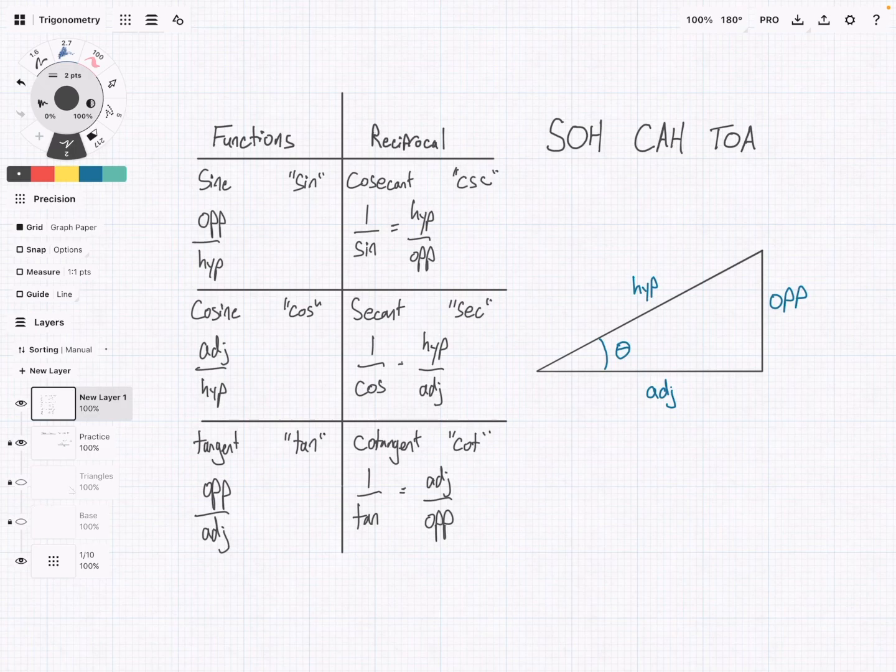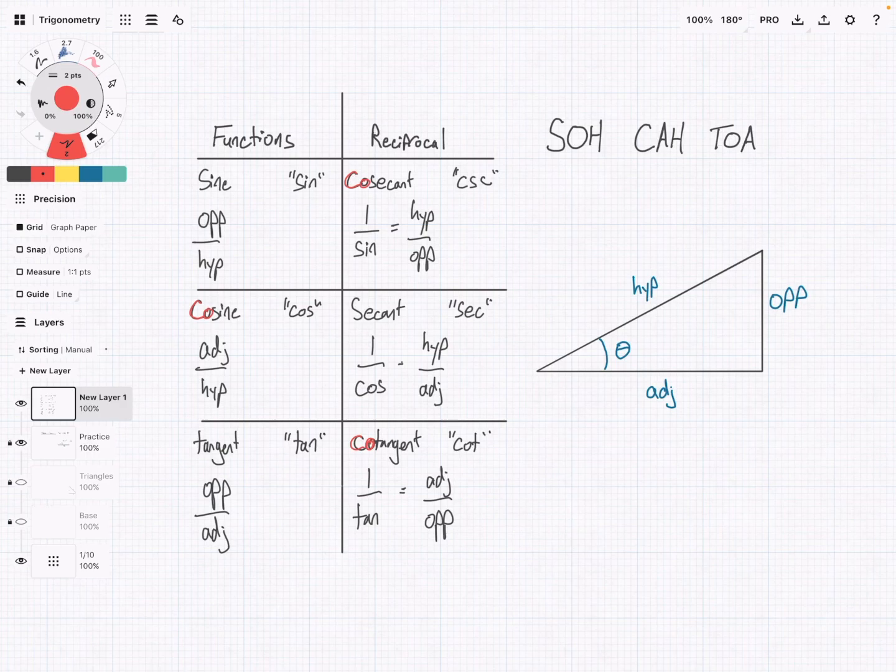The hardest part about all of this, really, though, is remembering what reciprocal matches to what function. A cool little thing you can do to remember that is to know that for each function and reciprocal pair, there is one ratio that starts with co. So for sine, there's cosecant. For cosine and secant, there is cosine. And finally, for tangent and cotangent, there is cotangent.